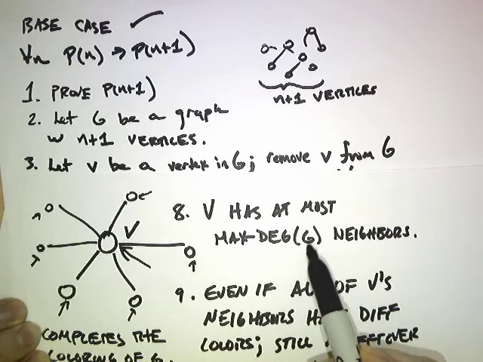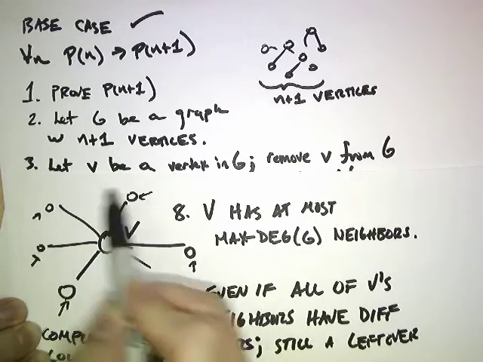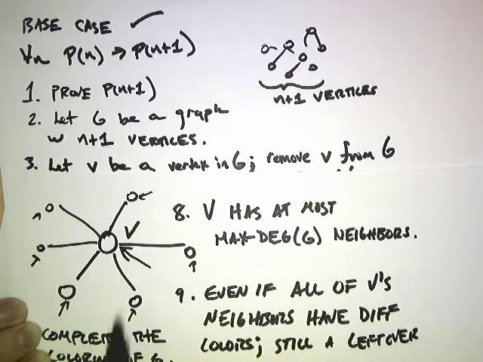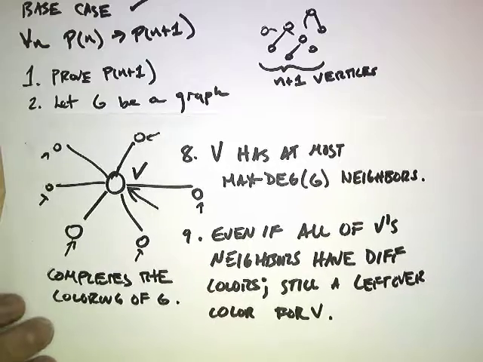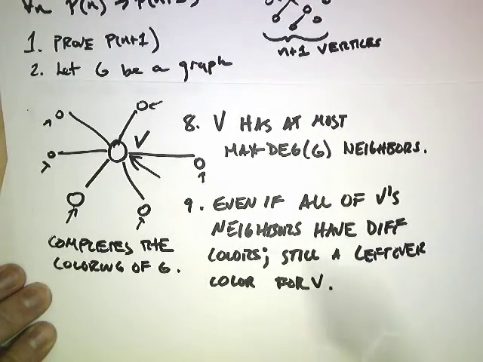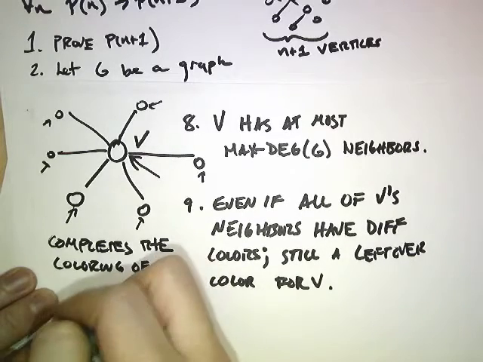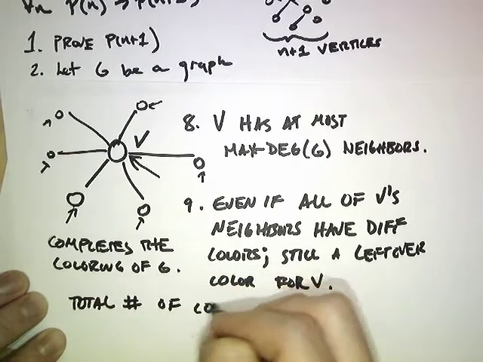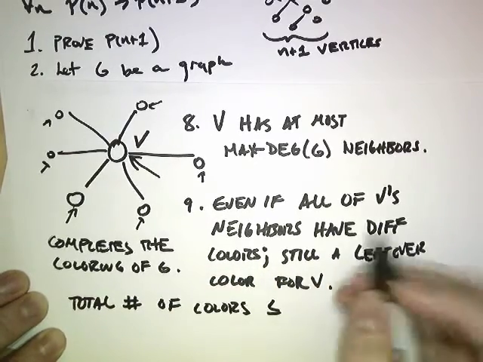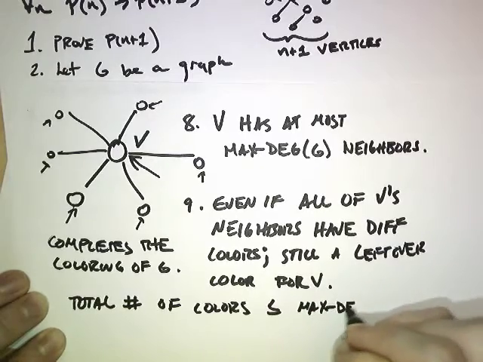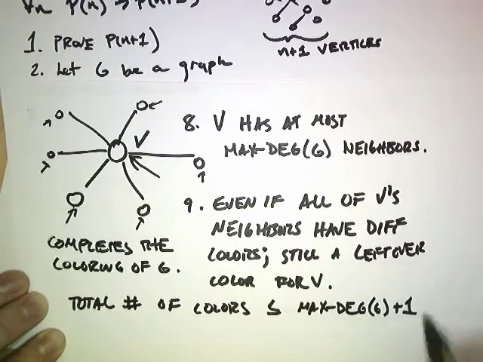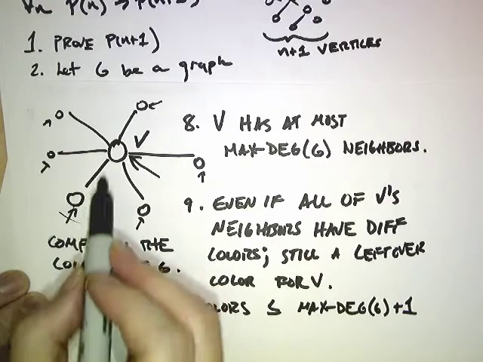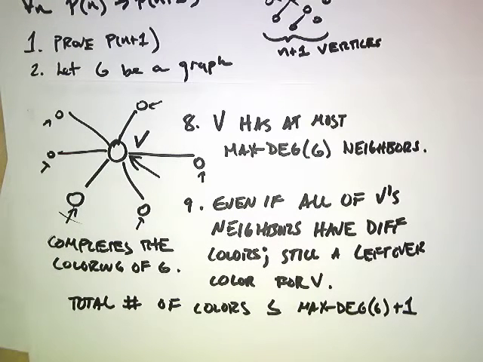V has at most max degree of G neighbors, so that's max degree of G colors surrounding V. That means there's one color left to color V and use only max degree of G plus 1 colors. So even if all of V's neighbors have different colors, there's still a color left over for V, and the total number of colors is still at most max degree of G plus 1, because you had at most max degree of G neighbors and you got to use one extra color to color V.